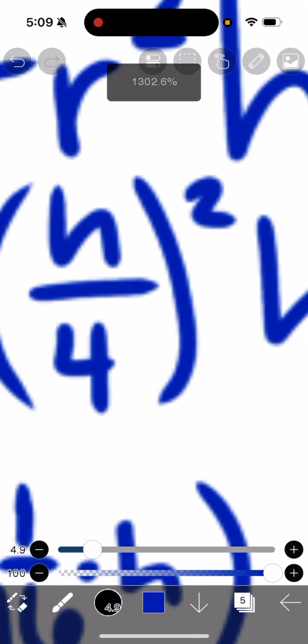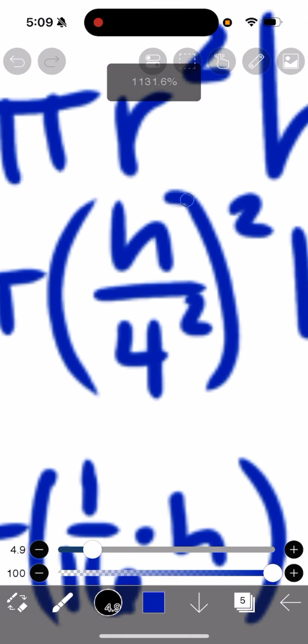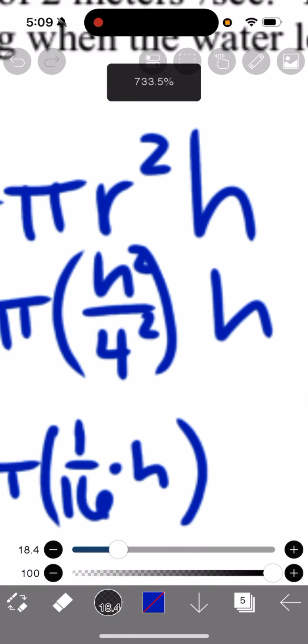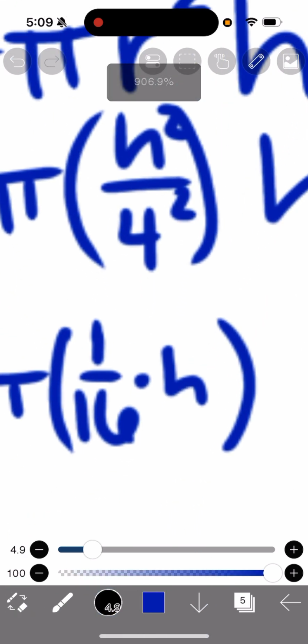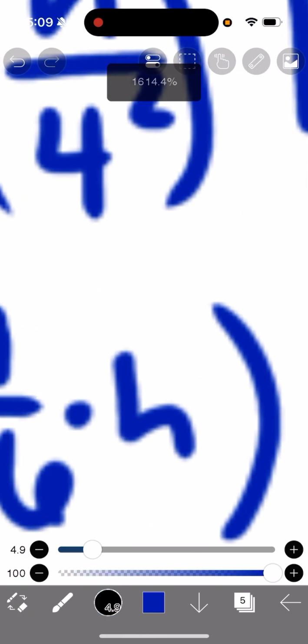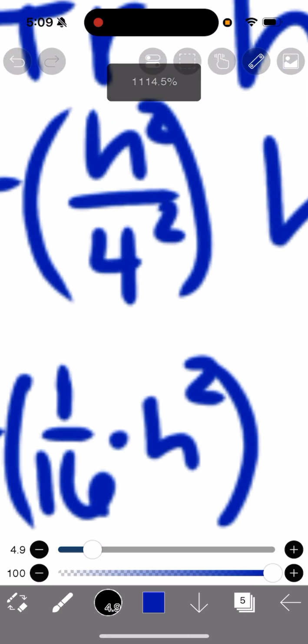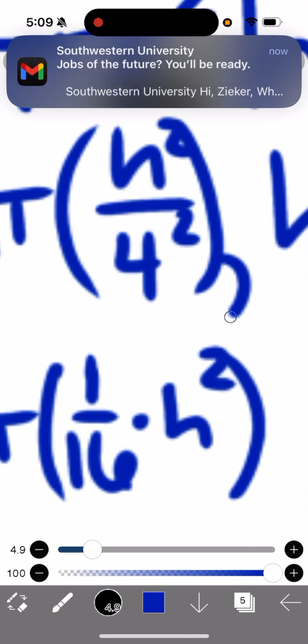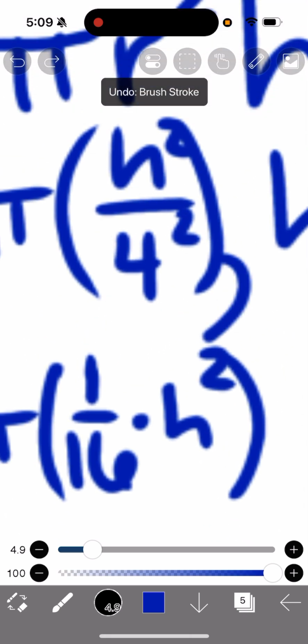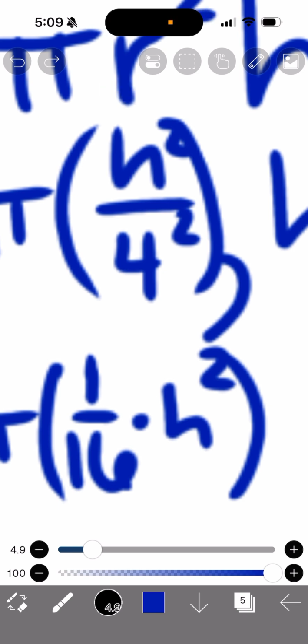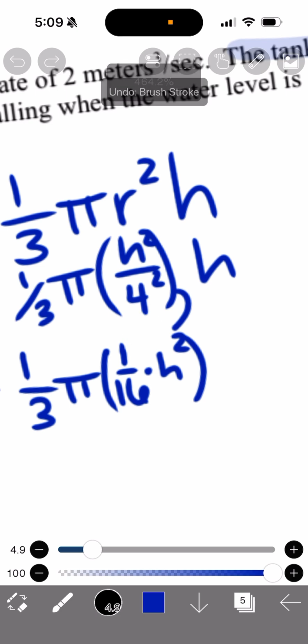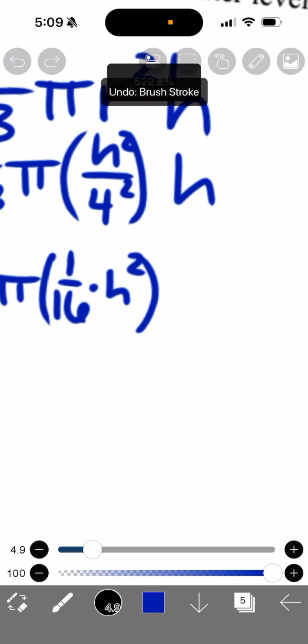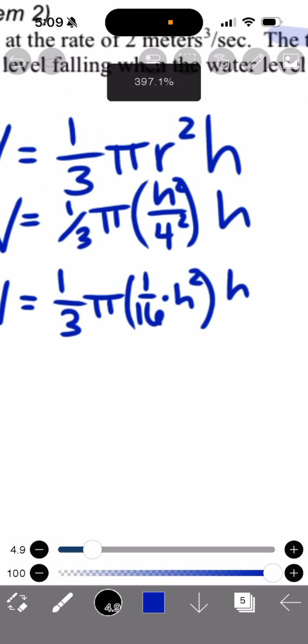1/16th, because 4 squared, I'm going to write it like this so it makes more sense. 4 squared is 16, and h squared is h squared. I hope this makes sense. This is equivalent because h squared times 1/16th, you would just move that h onto the 1. But anyway, take that back to h.